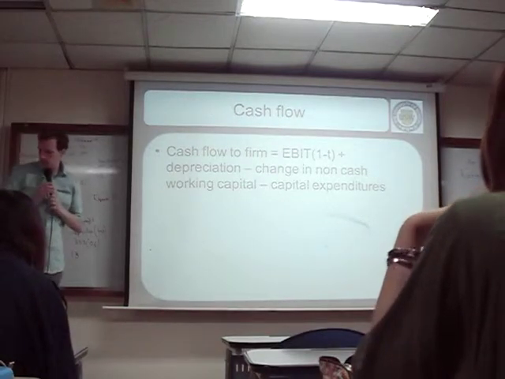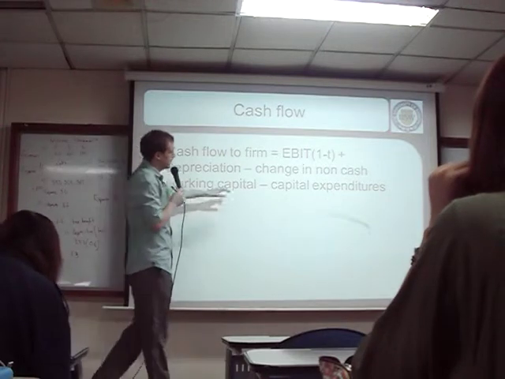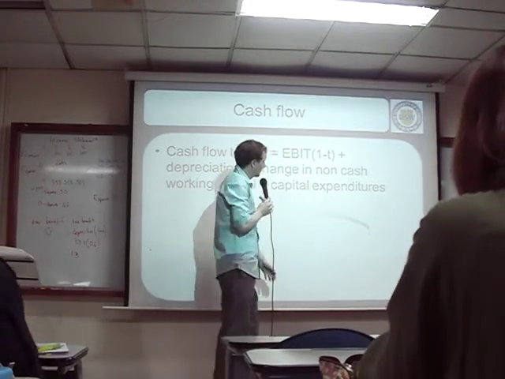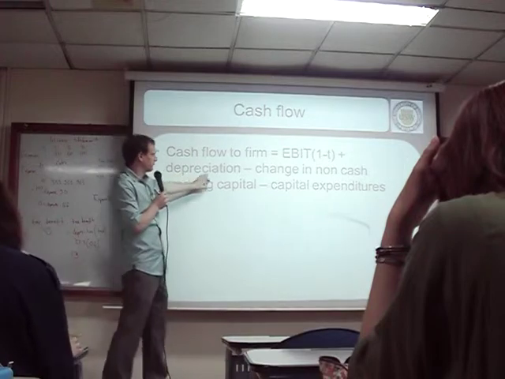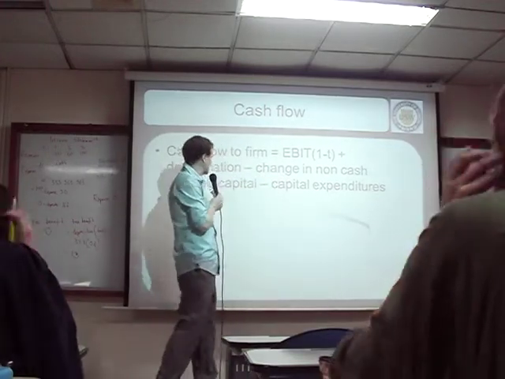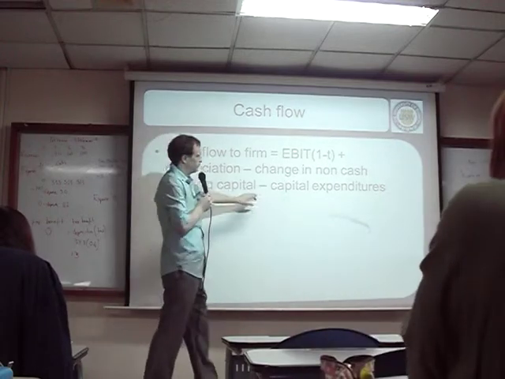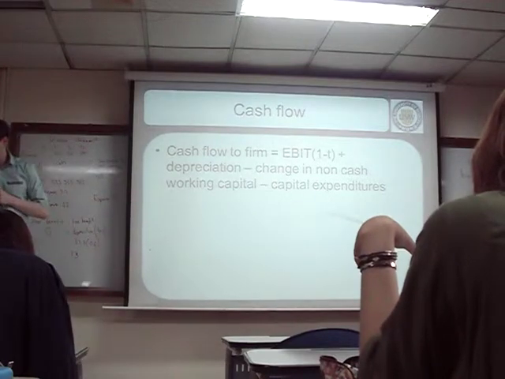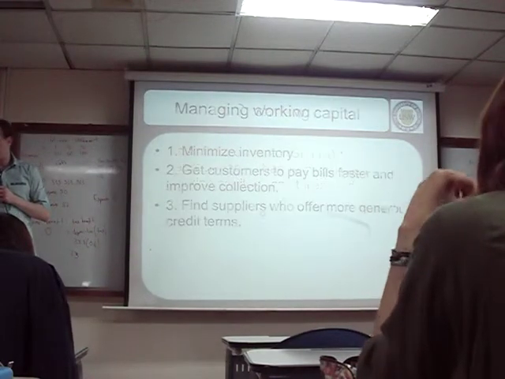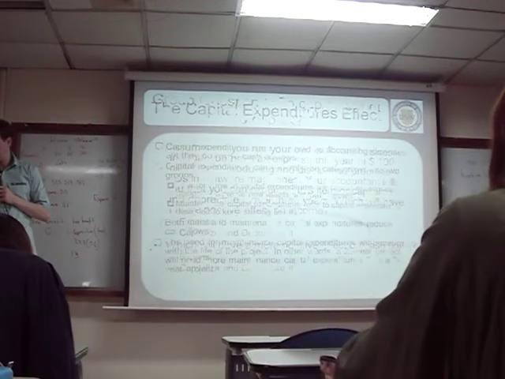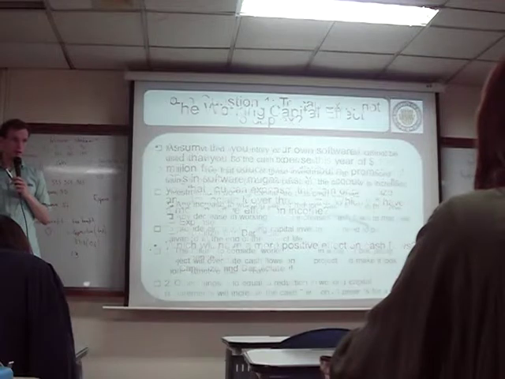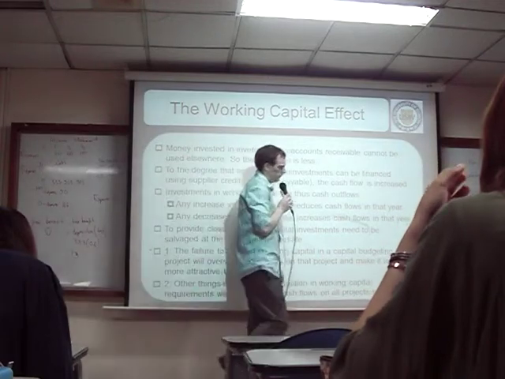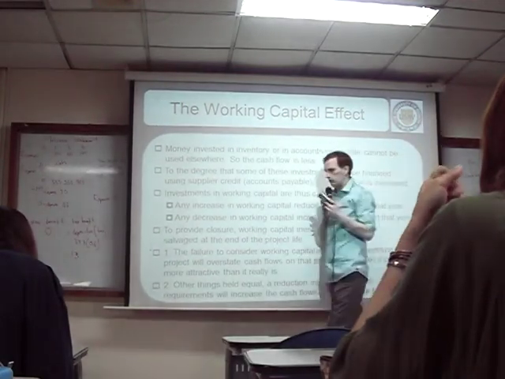So then, the cash flow to firm is the EBIT, earnings before interest and taxes, minus the tax rate, plus depreciation, minus the change in non-cash working capital, minus capital expenditures. So as we said, for example, in non-cash working capital, we have accounts receivable and accounts payable. In accounting, where is the income for accounts receivable and accounts payable? It's different than the cash, right?